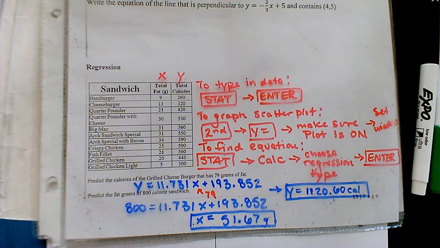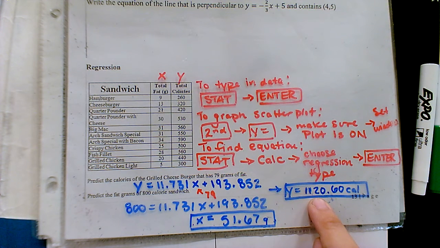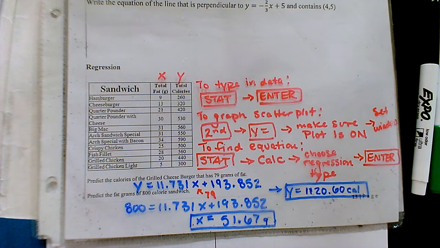How are we doing so far? Good? Okay, just to make it clear, again, these values are estimations because this line that our calculator gave us did not go through every single data point. So these numbers are a little off. Okay, a 79 gram fat sandwich may be close to 1,100 calories, okay, but not perhaps exactly 1,120. Okay, these are estimations. These are predictions. Okay, let's go ahead and try another one. We're going to flip to the back.